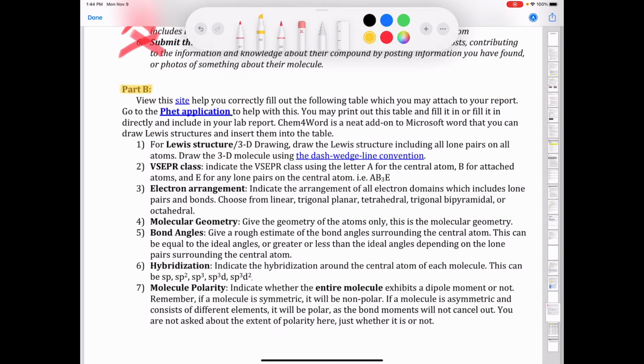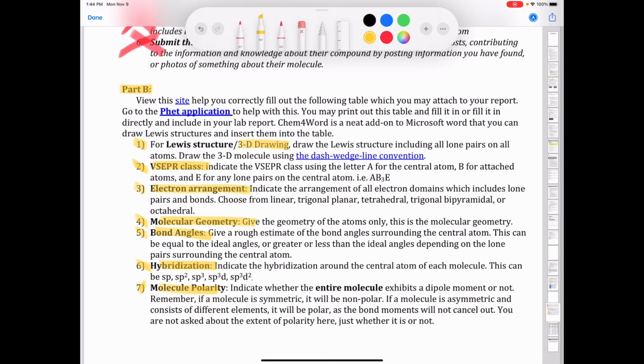In part B, you're going to go to another site to get some help in filling out the table that's attached to your lab report. In the table, you're going to fill out the Lewis structures and put a 3D drawing for all the Lewis structures for all of the compounds in the table. You're going to include the VSEPR class, the electron arrangement, which is the same thing as electron geometry, the molecular geometry. You're going to include bond angles, hybridization, and molecule polarity.